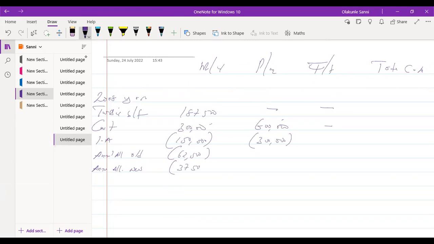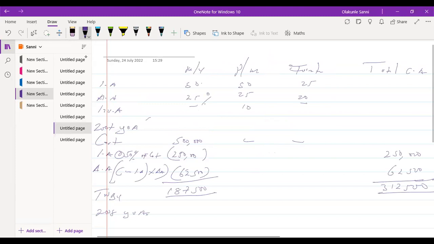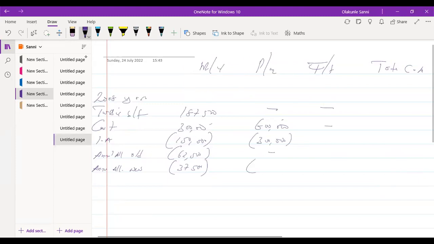37,500. And for this plant and machinery that was purchased, it will enjoy initial allowance. It will also enjoy annual allowance. It's not an old, it's a new. Under it, it will be cost minus initial allowance times annual allowance rate of 25%. 600 minus 300 times 25% is what? 75,000. Class, are you all with me?